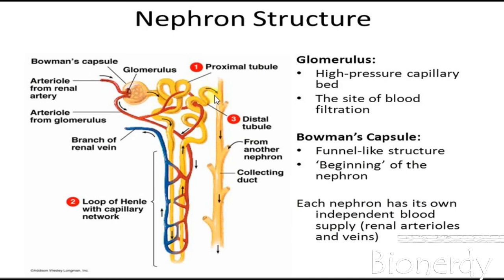Furthermore, the urine will pass out through the collecting duct, which is going to collect all the urine from these parts, and will move out into the ureters, into the urinary bladder, and then pass out of the body through the urethra.